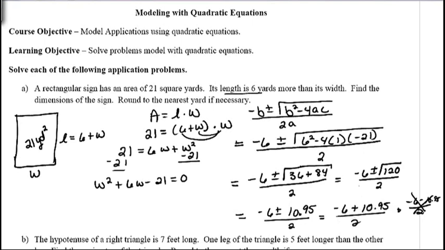So if you type that into your calculator, negative 6 plus 10.95, and then divide that by 2. So we get 2.475. And if we're going to round to 1 yard, then that would give us 2. And so we have a width of 2. And then that would mean my length was equal to 8.